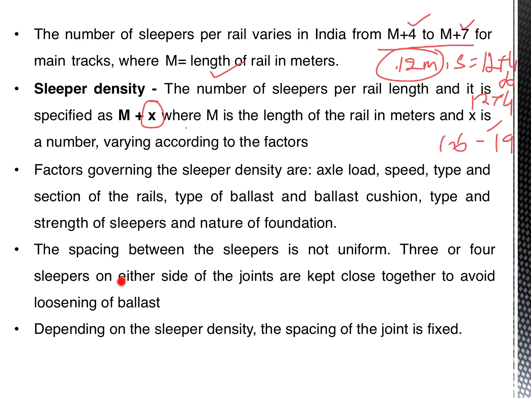Also, the spacing between the sleepers is not uniform. Throughout the length of the track, we don't provide uniform spacing. Usually 3 to 4 sleepers on either side of the joints are kept close together. So how does it turn out? See, this is my first rail section. We have a joint at this point and it is continued with the next sleeper.